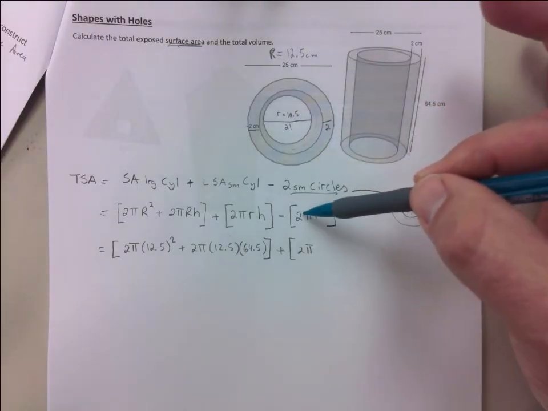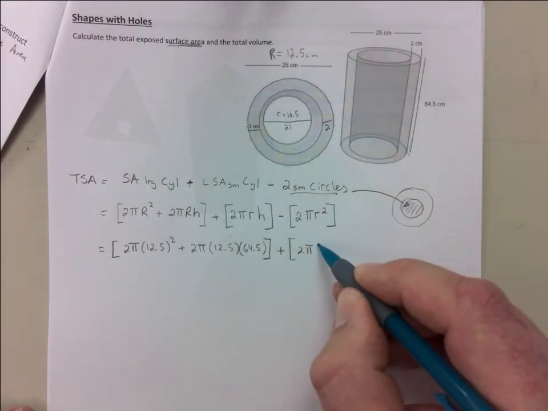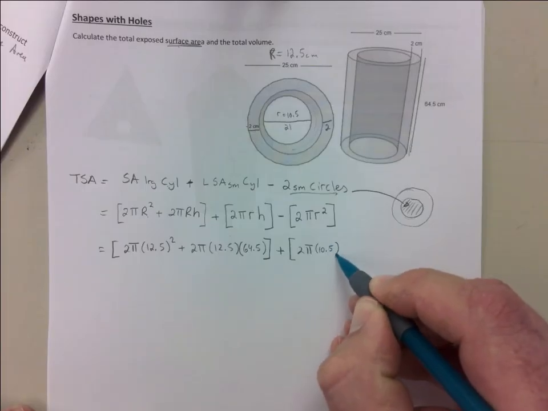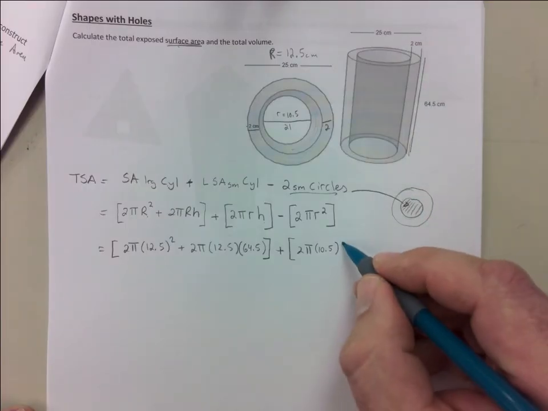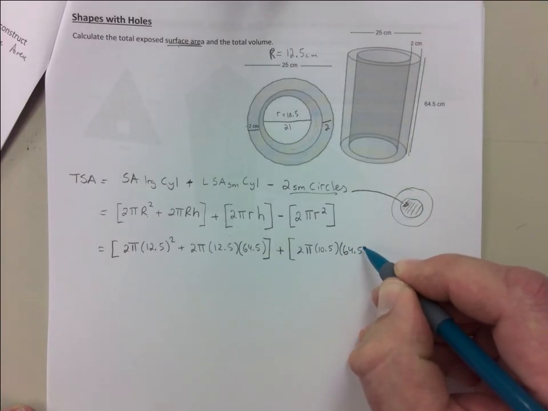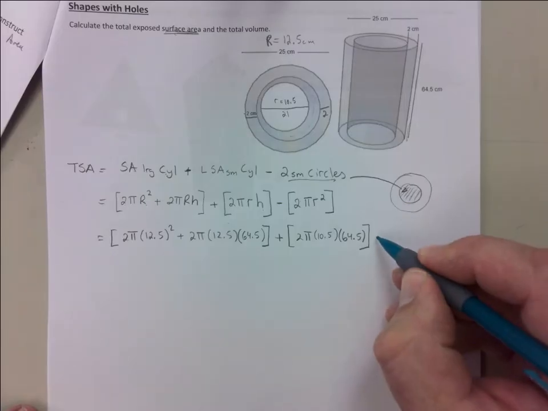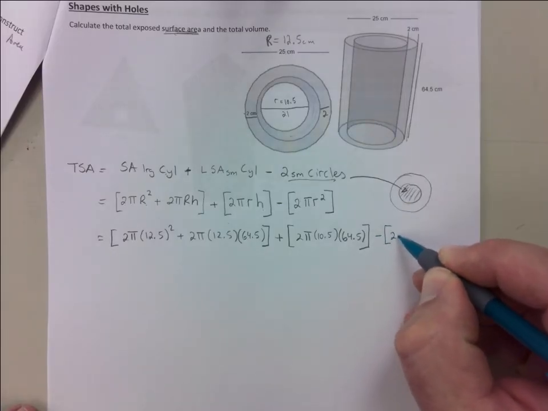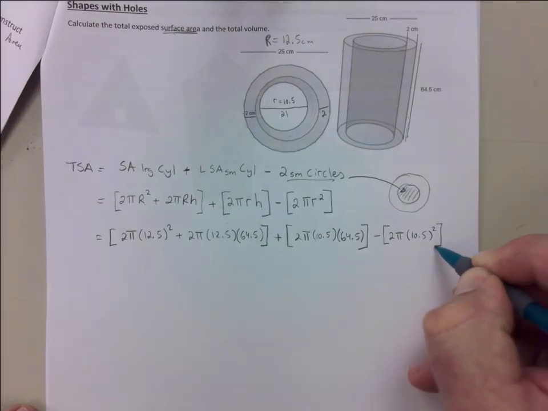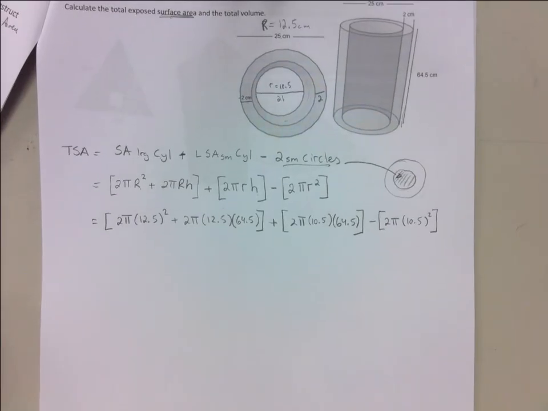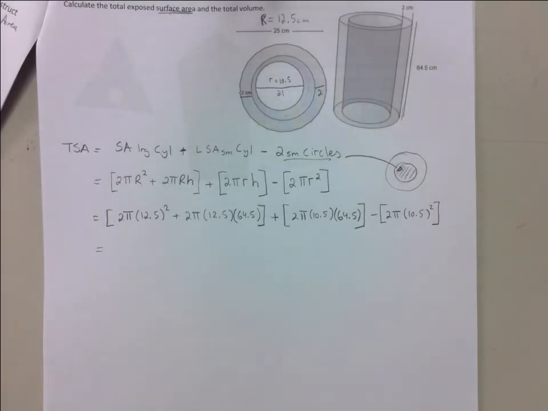Okay. So 2 pi r, r is now 10.5 times the height. The height is still the same, 64.5. Close that. Minus 2 pi r squared. Boom. That is your surface area. So grab your calculators.